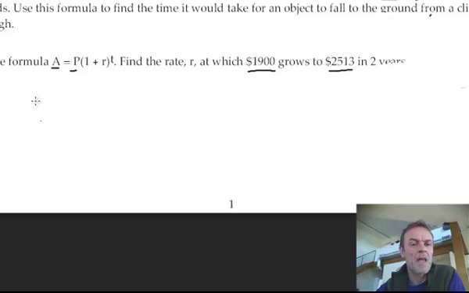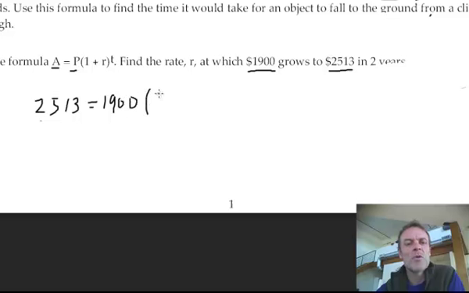So A is what you're going to get, P is what you have now. So I'm going to do this. A is 2,513. That equals, what does it equal? It equals 1,900. I'm just replacing the letters with the numbers in the question. Then 1 plus R. Now, honestly, now here it is. Look, I've just raised a bit of it, but that says 2 years. So what's the interest rate over this 2-year period?